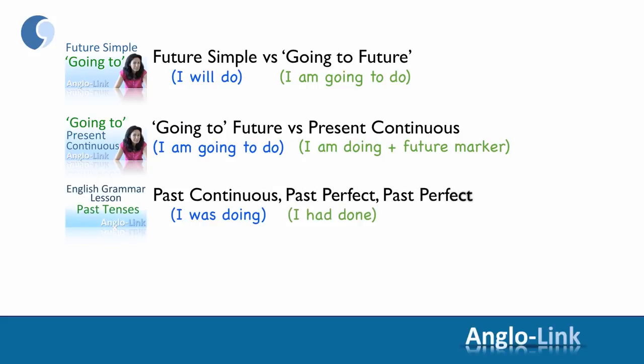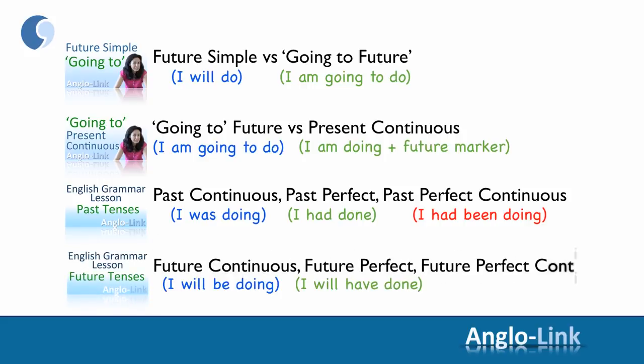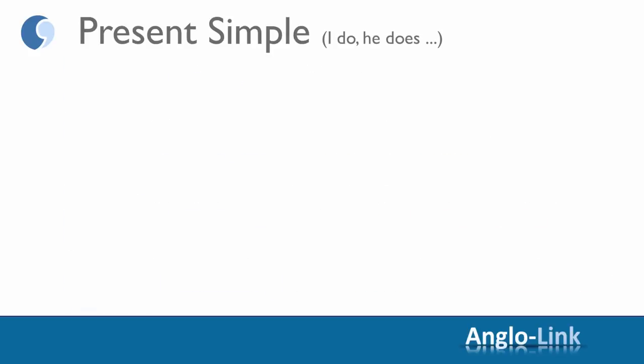In the 8th video, we looked at all the past tenses. I was doing, I had done, and I had been doing. And finally, we looked at all the future tenses. I will be doing, I will have done, and I will have been doing. So, let's start our revision by looking at present simple. I do, he does, etc.